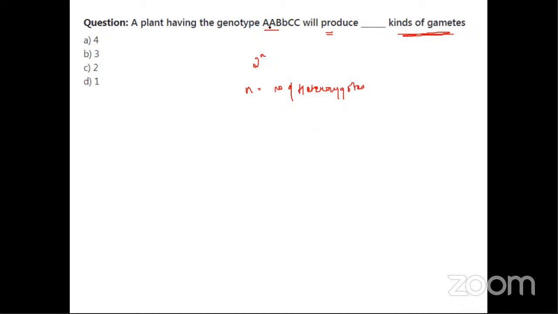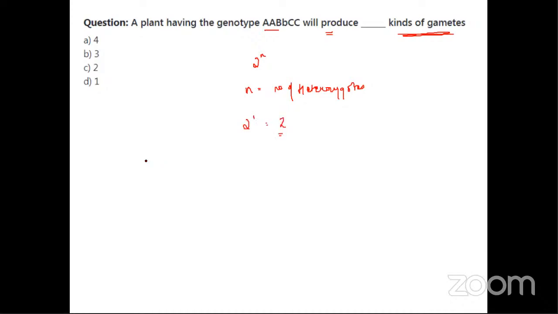So now look here: capital A, capital B, small b, capital C. How many heterozygous conditions are you seeing in this genotype? Put the answer in the chat box. 1. Right? Ira, very good. Okay? So what will we do? We are going to place the value of n as 1 here, 2 to the power of 1. What will be your answer?